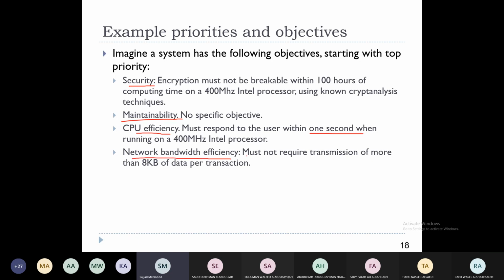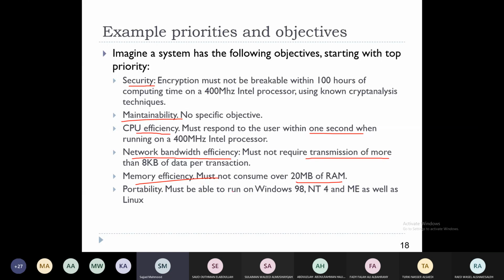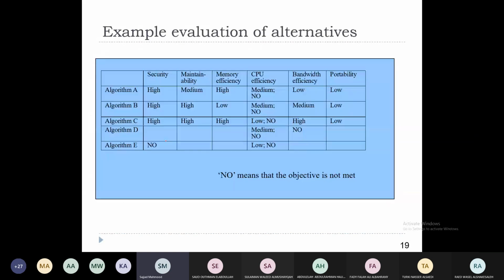I want it to be fast. I don't want to overwhelm the network bandwidth, so I must not be requiring more than, say, 8 KB of data transmission per transmission session. Memory use, I want a certain RAM size to be available, and I want the system to work on different platforms. So if you have such kind of non-functional requirements, some kind of objectives you want to achieve in your system, again, the message here is prioritize them, look at them, compare them. And again, you don't have to do a lot of rocket science here. You can use a simple comparison table like this.